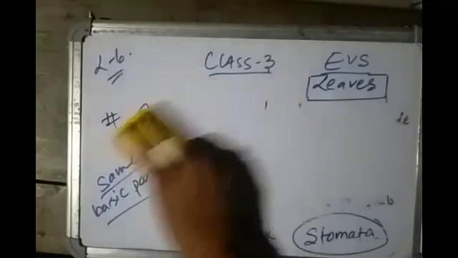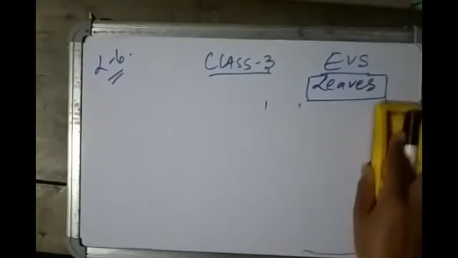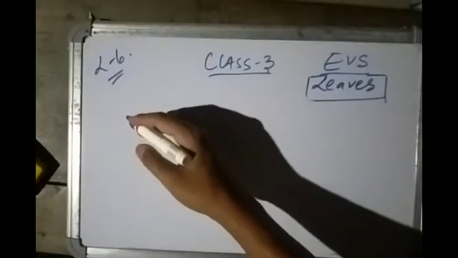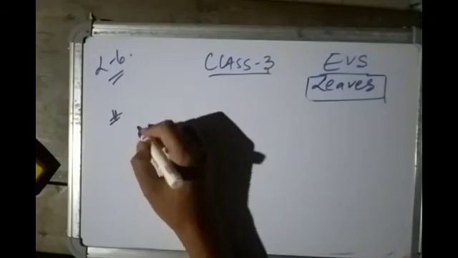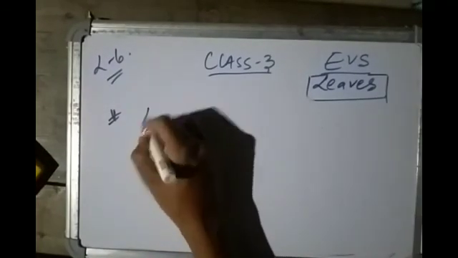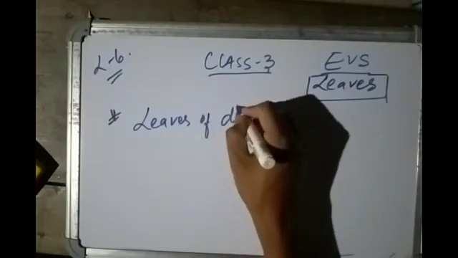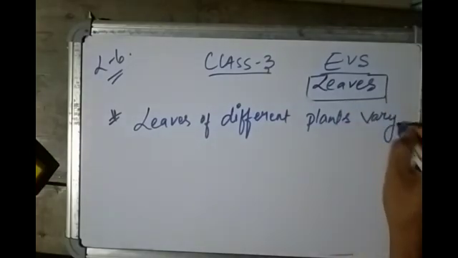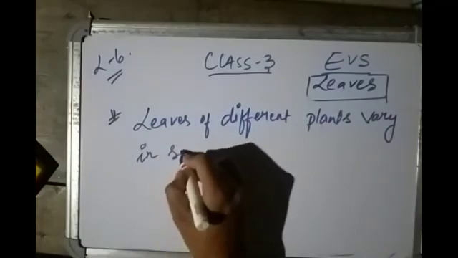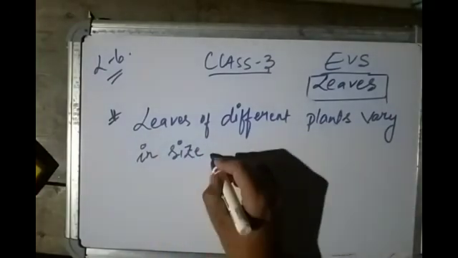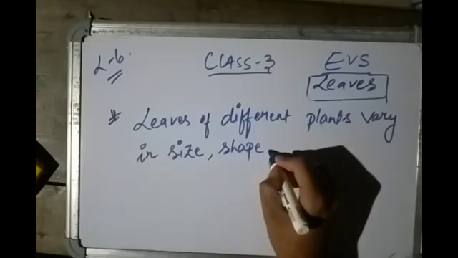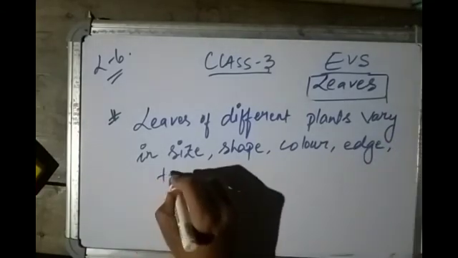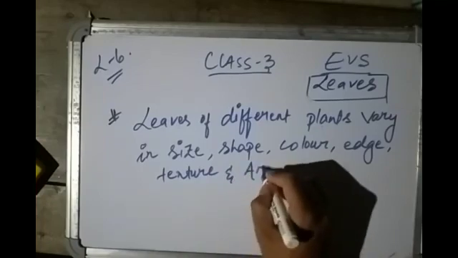So with this I will summarize what we have learned today. So we have learned about leaves of different plants and varying size, shape, color, age, texture, then aroma.